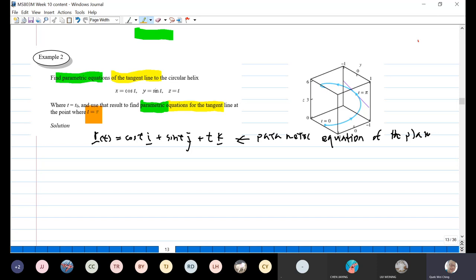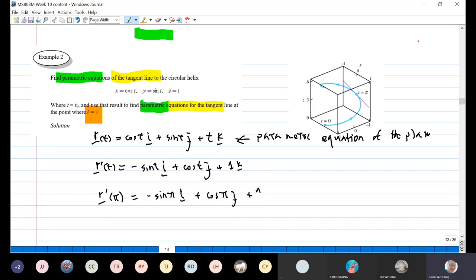First of all, let's do a differentiation. In order to get the tangent line, you have to find the direction of the tangent line, which is equal to r prime. So you find r prime t. r prime t is equal to: differentiate cosine, you get minus sine; differentiate sine t, you get cosine t; and differentiate t, you get 1. Then you put t equal to pi. So r prime pi, you get minus sine pi i plus cosine pi j plus 1 k.